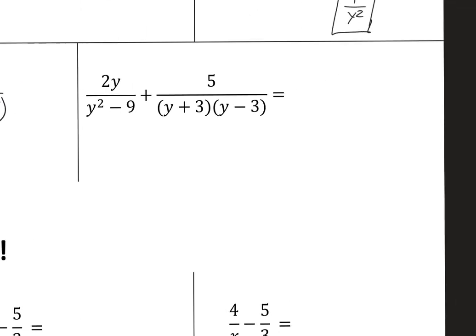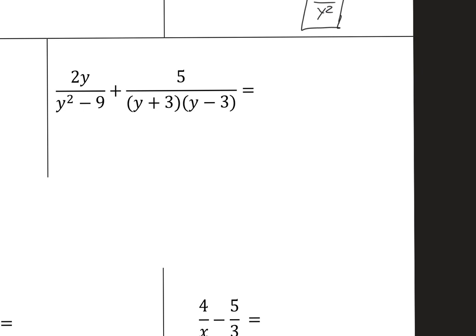All right, let's take a look at this one. So at first glance, we would say, oh, they're not common denominators, but wait. We should recognize that as a difference of squares. And so when we multiply those together, we will end up with y squared minus 9. So that actually does work as common denominators. So the top I'm going to write as 2y plus 5 over y squared minus 9. And really, there's not much else I can do here.